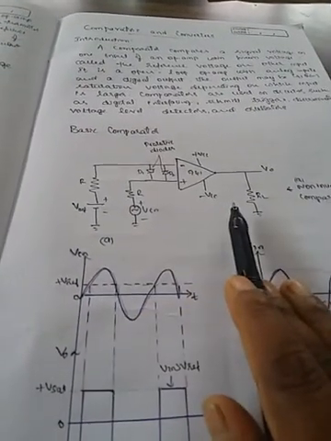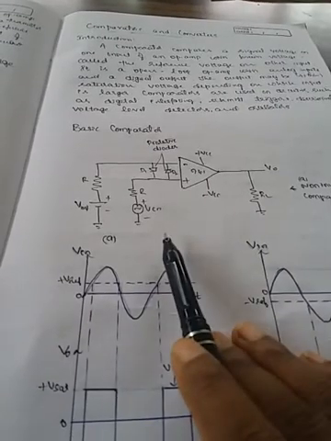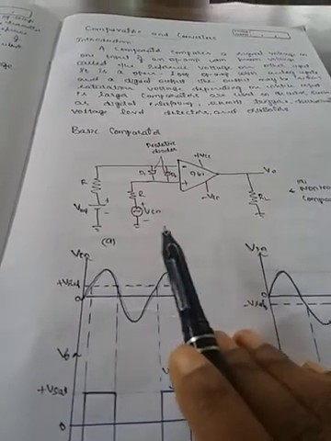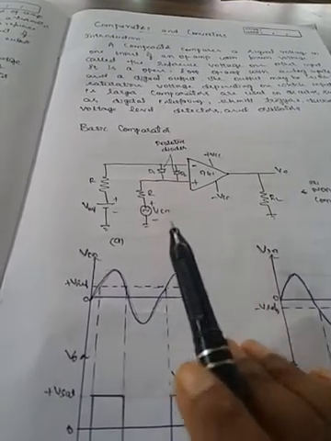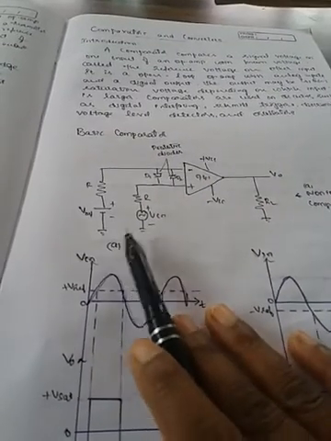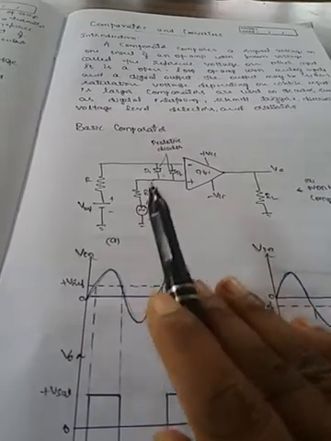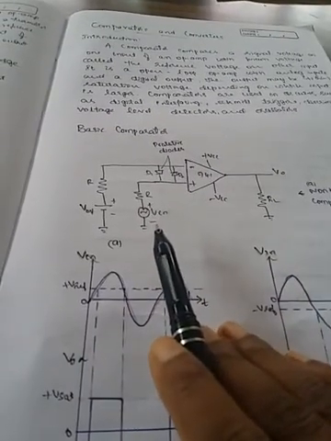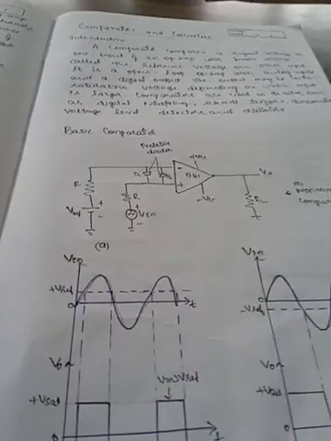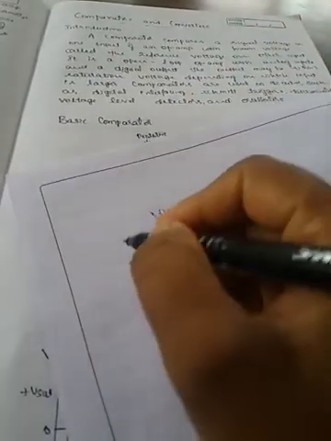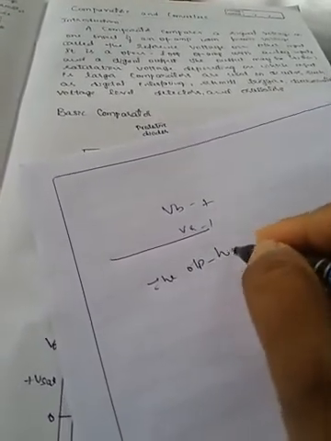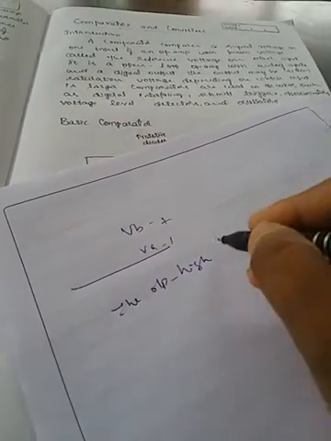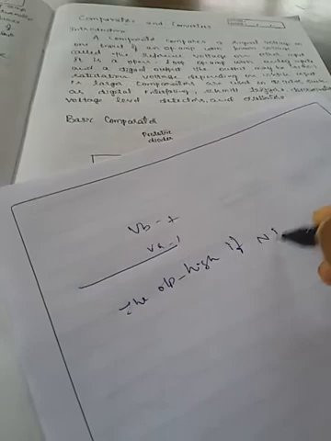Now the output may be either high or low depending on whether the input is greater than or less than the reference signal, and also on which terminal the reference voltage is connected to and which terminal the input voltage is connected to. In this case we have connected the known reference voltage to the inverting terminal and the input signal V in, which is to be compared, to the non-inverting terminal. In any case, the output of the comparator is high only if the non-inverting input is greater than the inverting input.